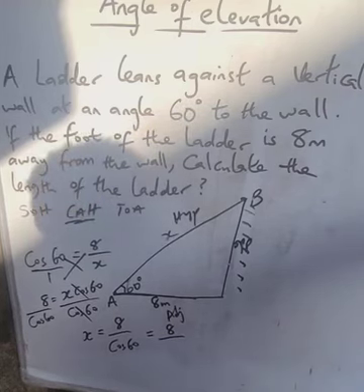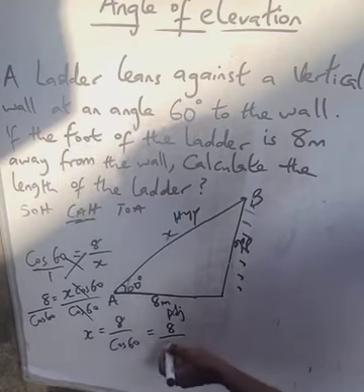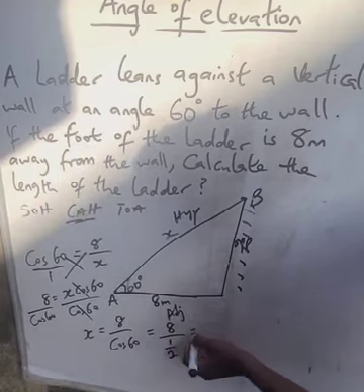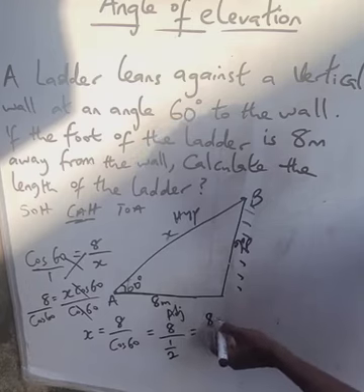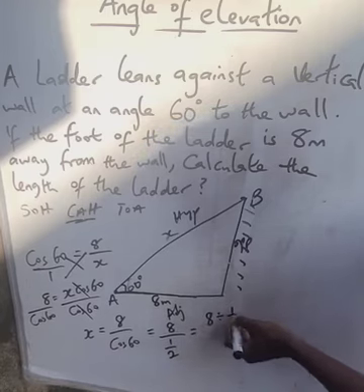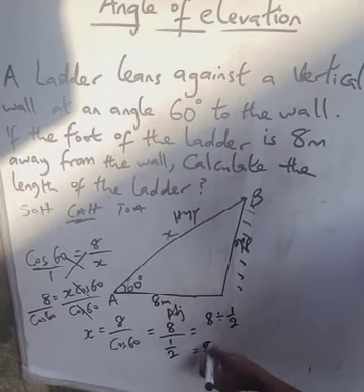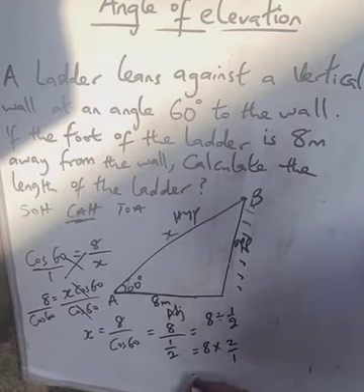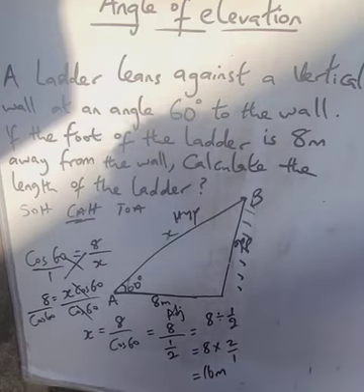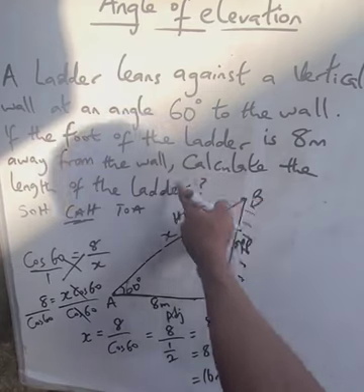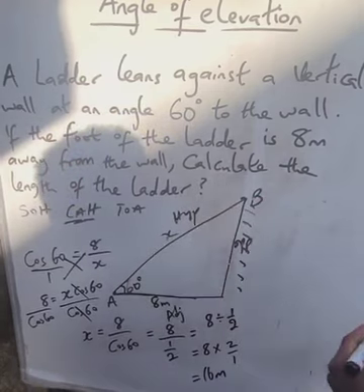Cos 60 is 0.5 or 1 over 2. So this is equal to 8 divided by 1 over 2, which is equal to 8 times 2 over 1, and which is 16 meters. So that means the length of the ladder is 16 meters.